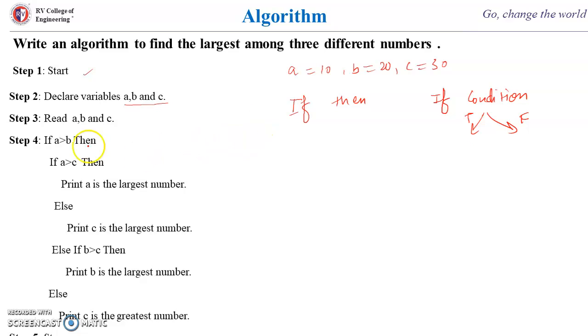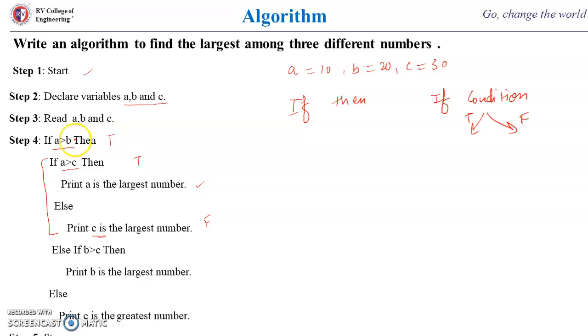So if A greater than B, this is the condition, then inside this we are checking one more condition, if A is greater than C. Now if A is greater than C, the condition is true, then A will be printed, meaning A is the largest. If this condition is false, then this would be printed, C is the largest. Now if this condition is true, this part of the code, or these steps, will be executed.